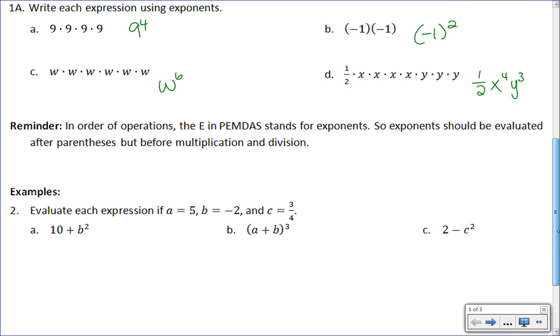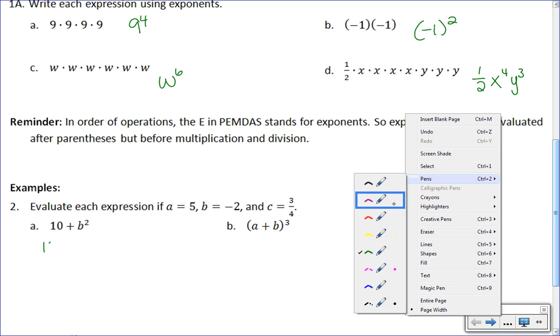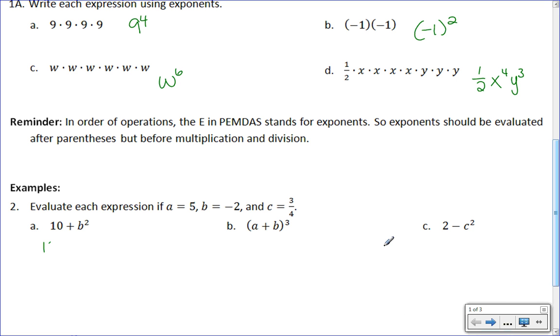So example 2 says evaluate each expression if A equals 5, B equals negative 2, and C equals 3/4. So for the first one, 10 plus b squared, we'll replace the b with negative 2. So this is 10 plus negative 2 squared. Again, make sure you have the parentheses around this, otherwise this is not the same thing.